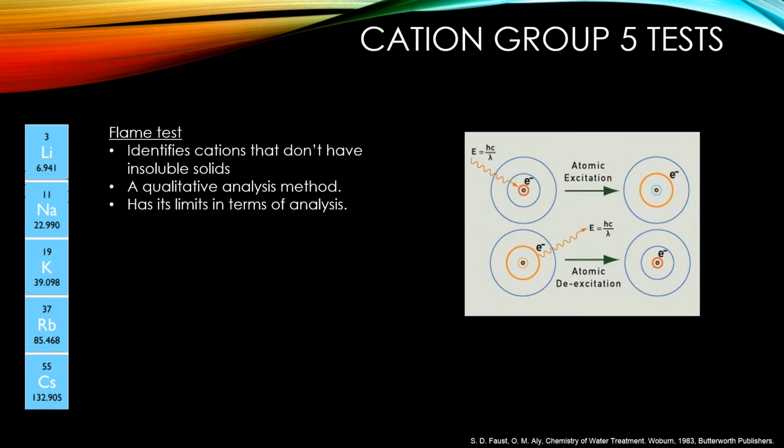Some cations don't have insoluble solids that we can test for. These include the alkali metals, which the best way to test for them is by a flame test.